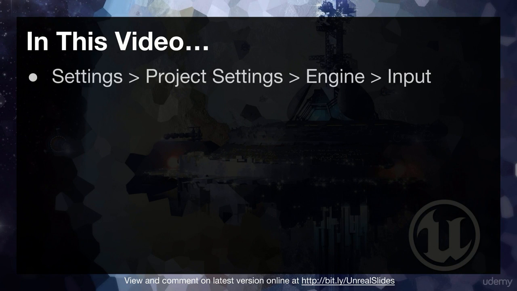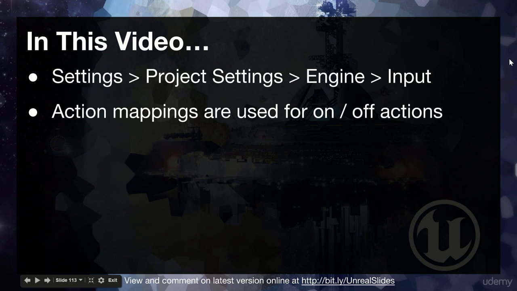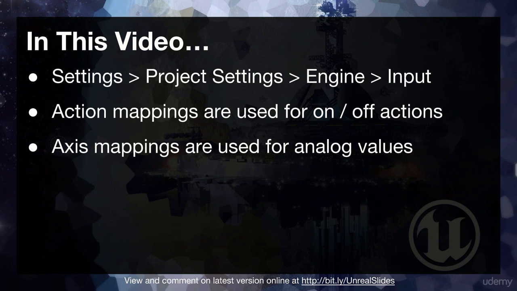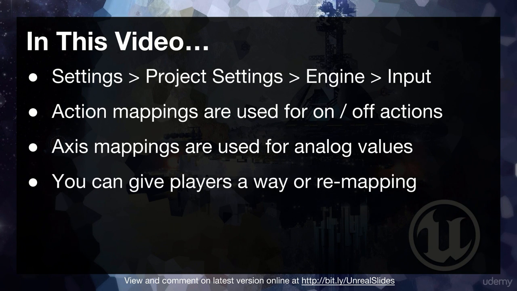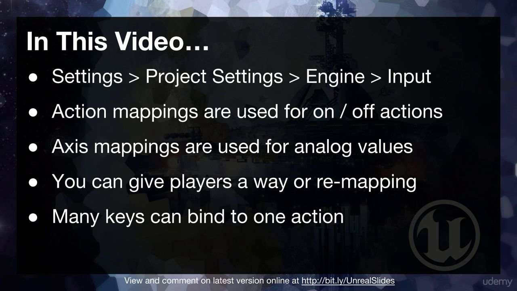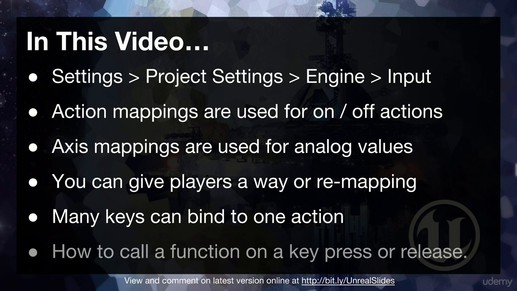So in this video, we are going to look into settings, project settings, engine input. We're going to explain that action mappings are used for on-off actions, and that axis mappings are used for analog values like sticks or steering wheels or rudder pedals. That you can give players a way of remapping their keys. We're not going to show you how to do that right now, but bear in mind it can be player remappable, just like when you configure your controls in a game. And many keys combine to one action, which is useful. And then how to call a function on a key press or release.